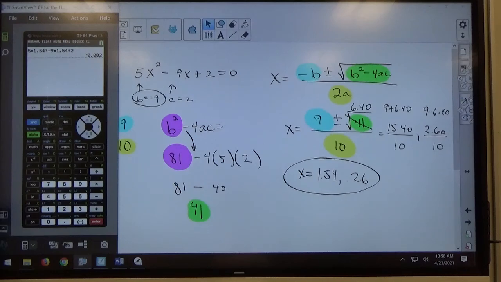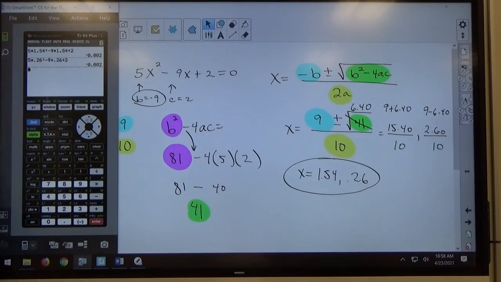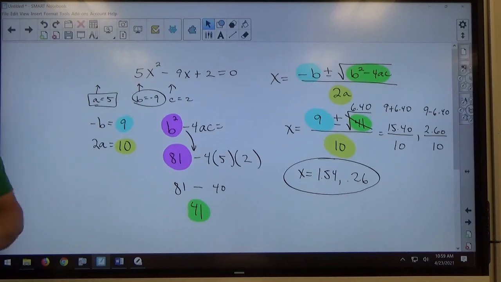That's almost 0, right? If I got my 0.26, so it's 5 times 0.26 squared minus 9 times 0.26 plus 2. Again, 5x squared, x is 0.26, minus 9x, x is 0.26 plus 2. That should be around 0. Again, I rounded, so it won't be exactly right. They won't always necessarily be the exact same number like that, but they're both almost 0. Right? So that just demonstrates that that's how you do it.